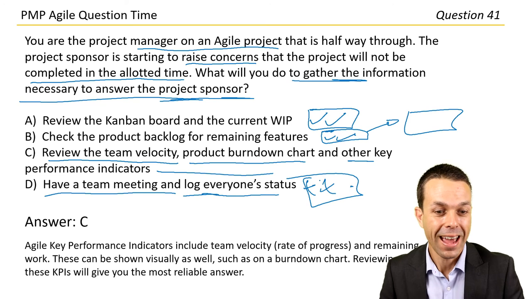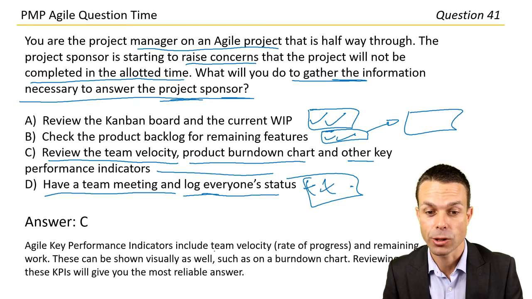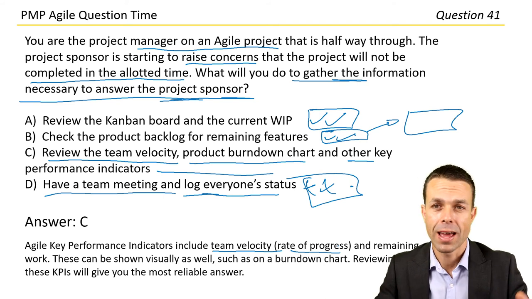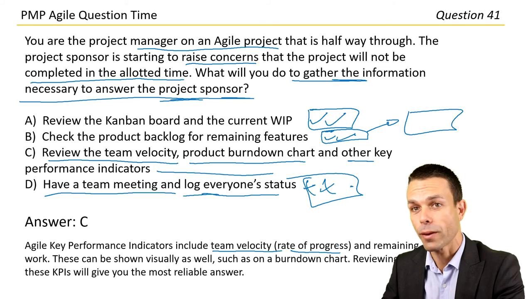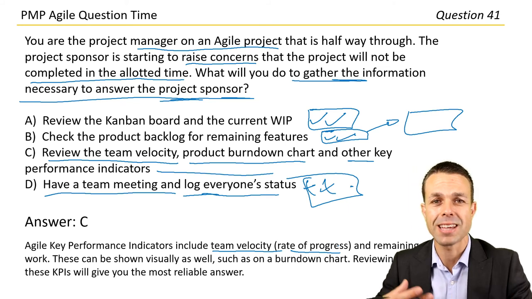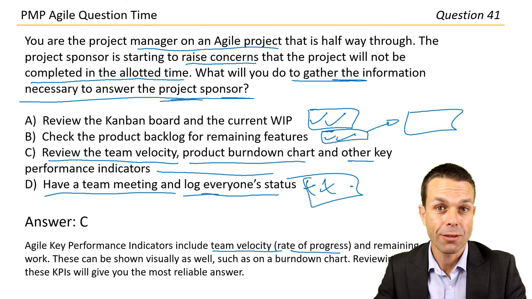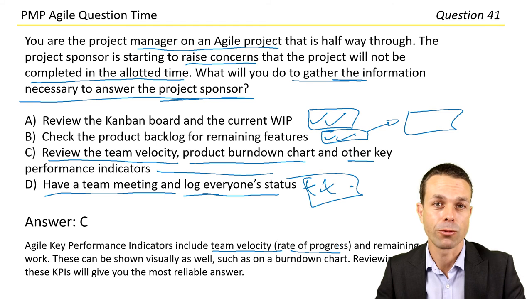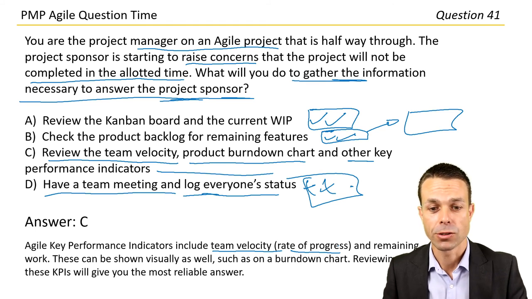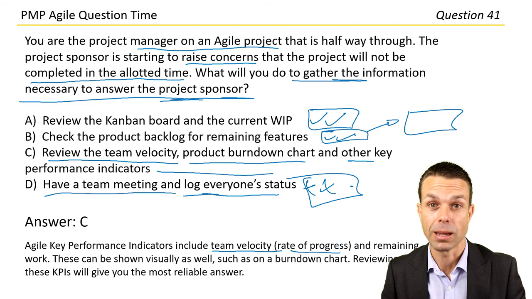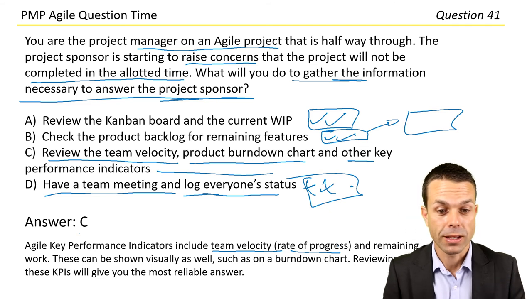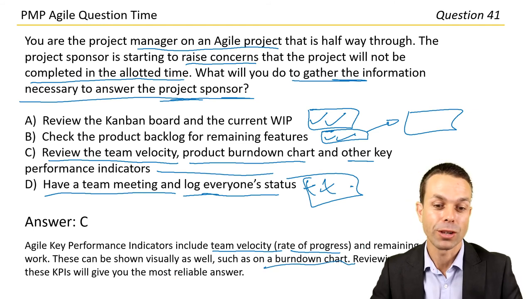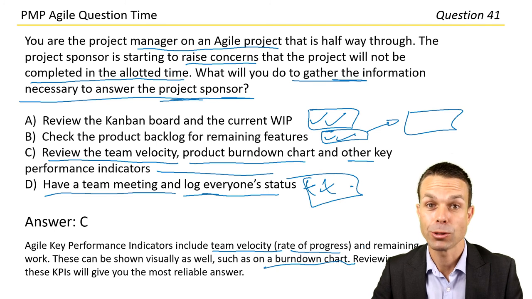Answer C, that's great. Agile key performance indicators include team velocity, the rate of progress, so that's how many story points are we actually completing on average? And we don't want to try and push too much more than that. We don't want to overburden the team because we want a steady pace that we can continue indefinitely. We don't want to go up and down and rush and slow down because that burns people out and it reduces the morale and the engagement of our team. So a steady pace is really, really important. And remaining work. So these can be shown visually as well, such as on a burndown chart. Reviewing these KPIs will give you the most reliable answer in this case. That was a really good question.